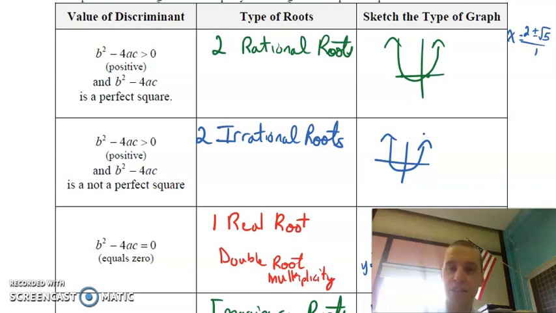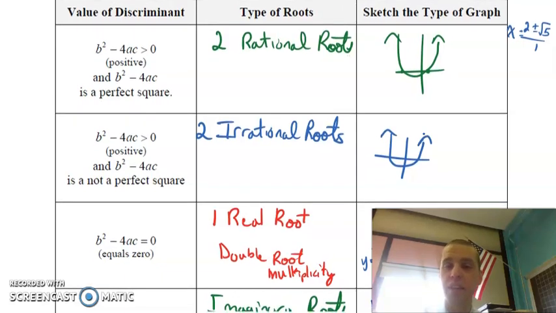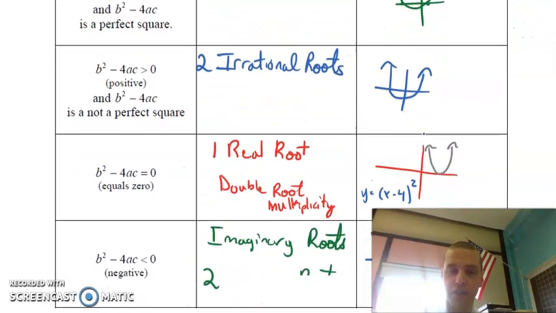So that's what a discriminant tells you. It tells you whether there's 2, 1, or 0 roots. And if the discriminant is a perfect square, it tells you that you have two rational roots. And if it's not a perfect square, that they're irrational roots. And hopefully that makes sense using the quadratic formula.